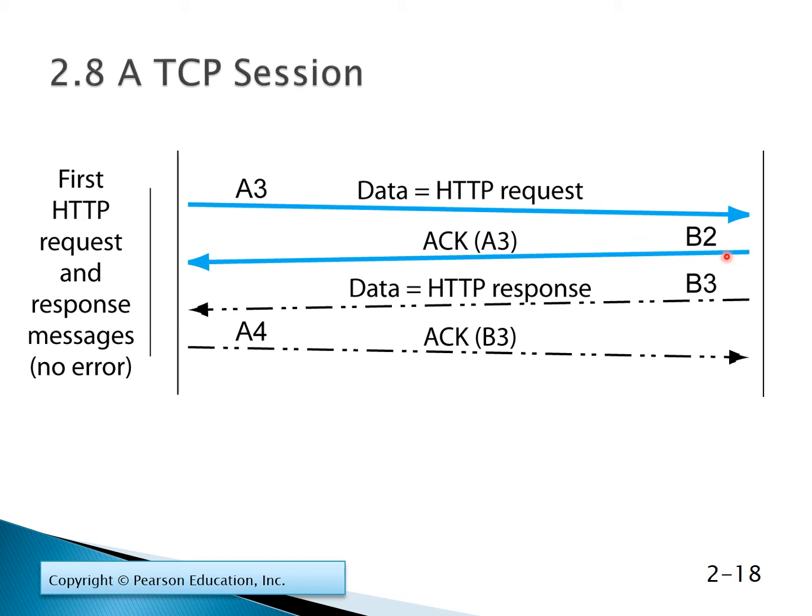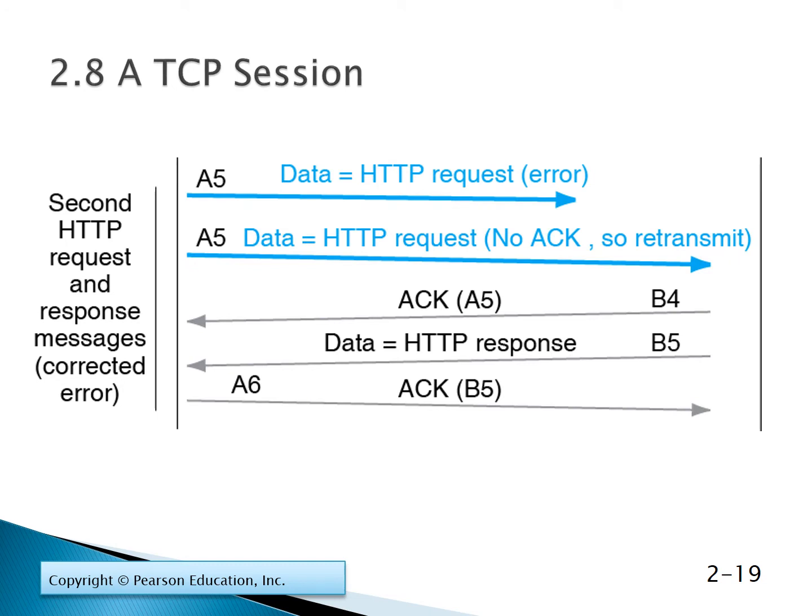Then B will acknowledge. It's just saying I have received your request. So that's the acknowledgement, and then B will do the processing. It will try to retrieve the web page from the web server, from the file, and then it will package it in a HTTP response, and then this response message will be sent back to A. Right? And then after A has received this message, A will also send acknowledgement. Right? So we assume there's no error, so this is what will happen.